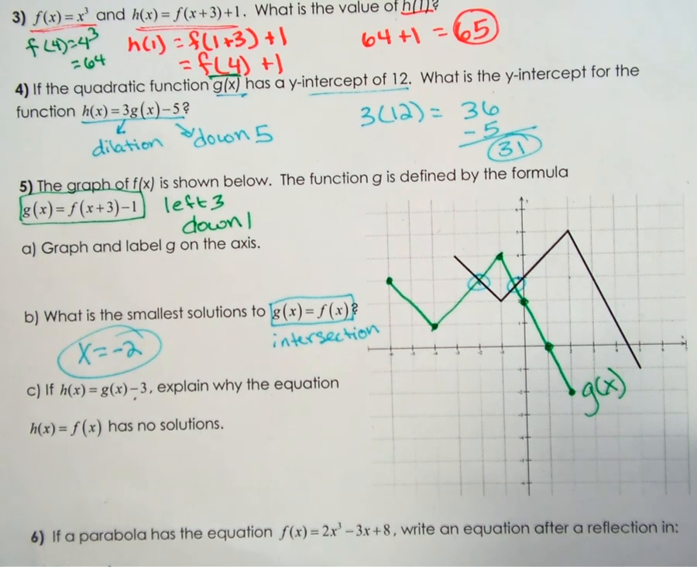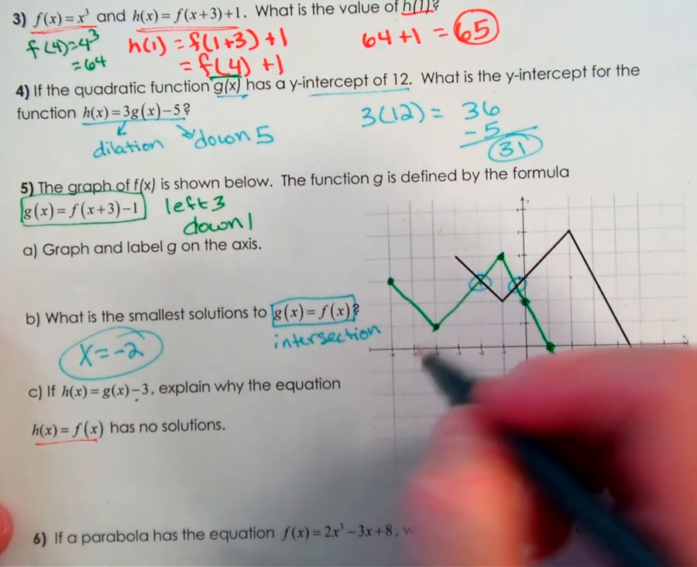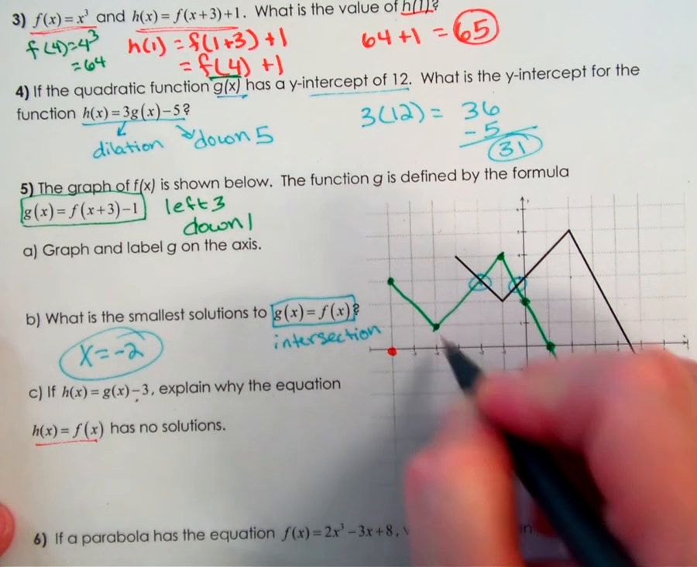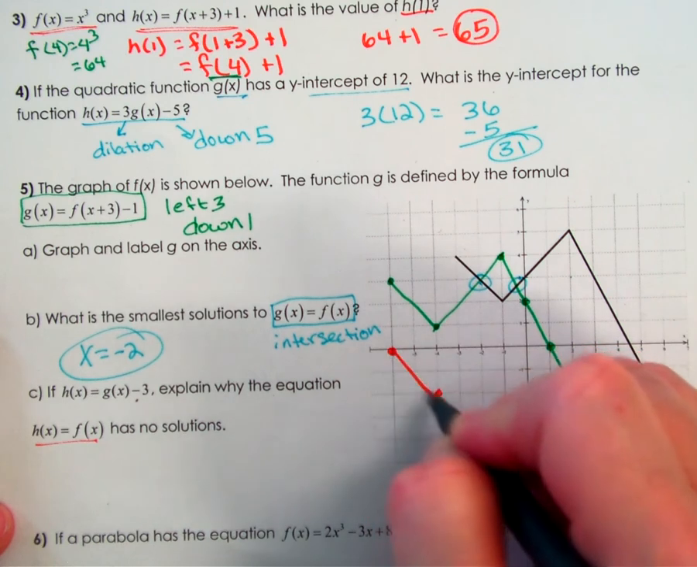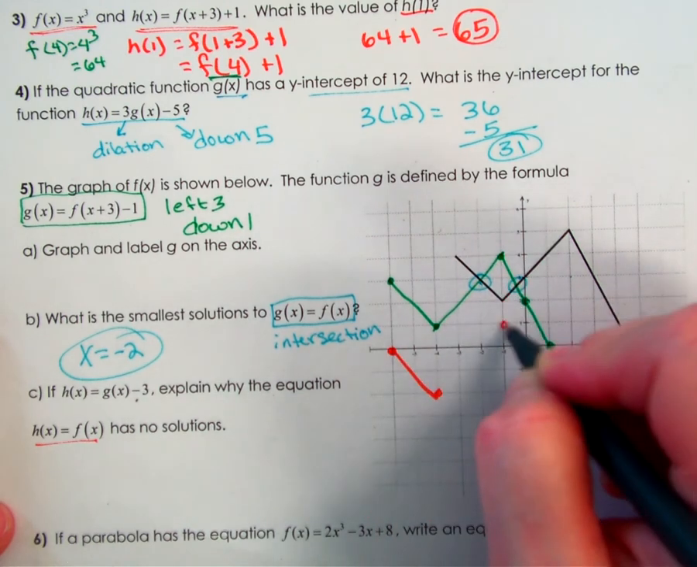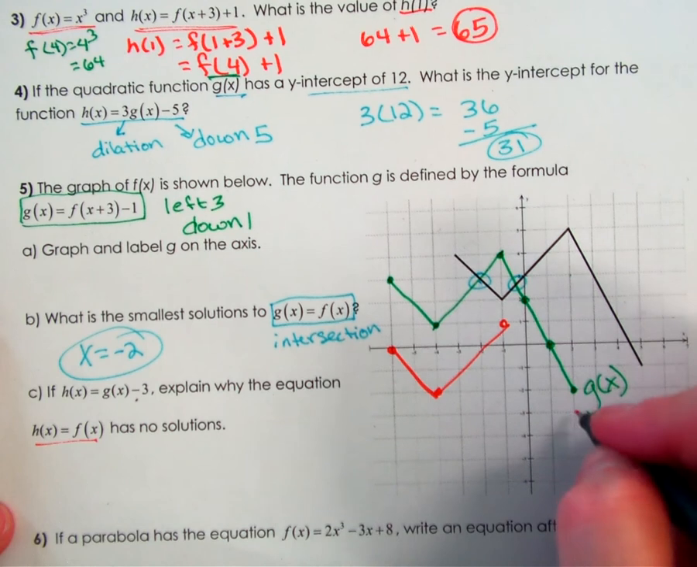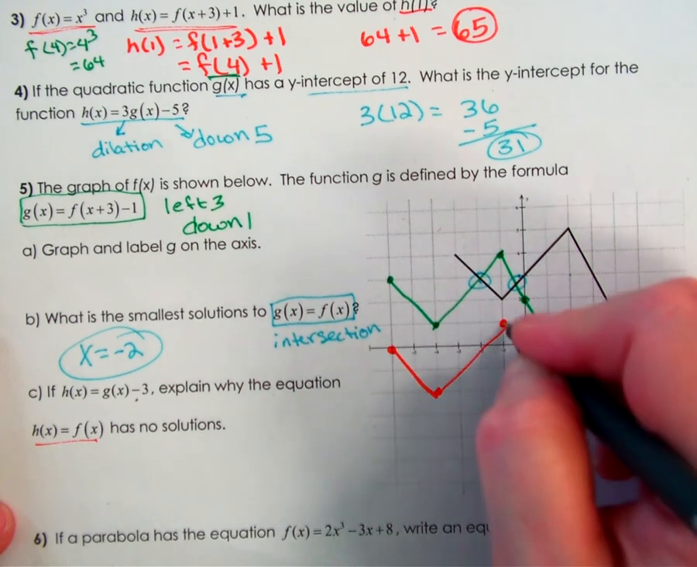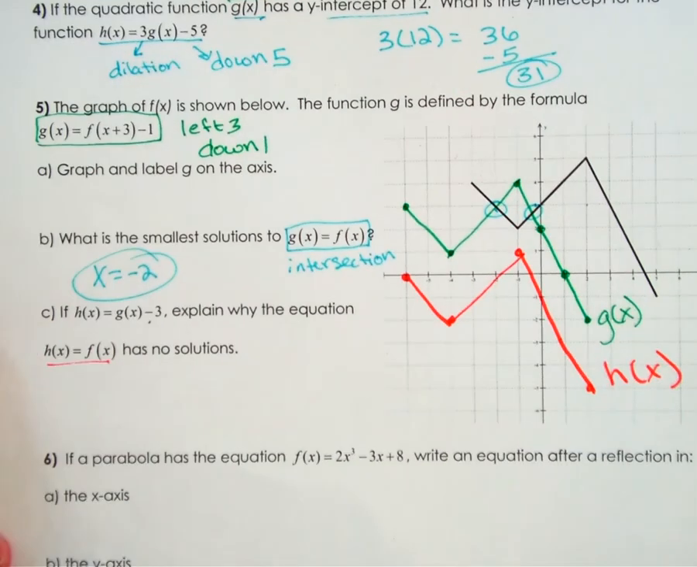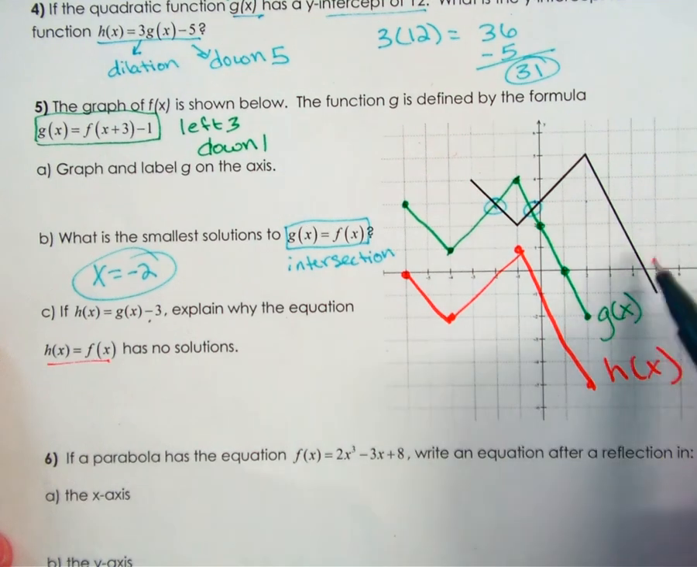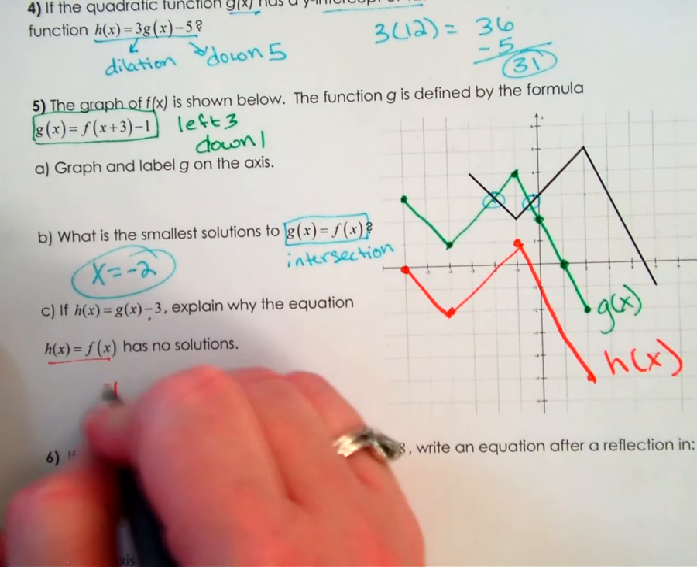And then h of x is my g of x function, but down 3. Explain why the equation h of x equals f of x has no solutions. So I'm going to actually move each point down 3. 1, 2, 3. So there's h of x. So the reason why there's no solutions between h of x and the original f of x is because they do not intersect.